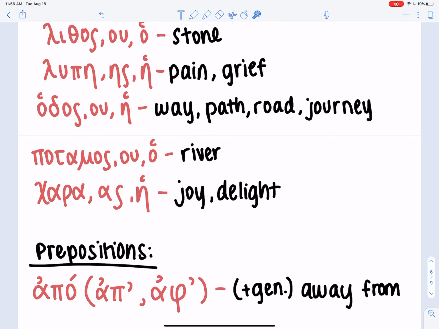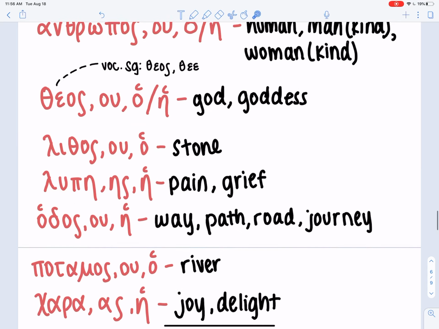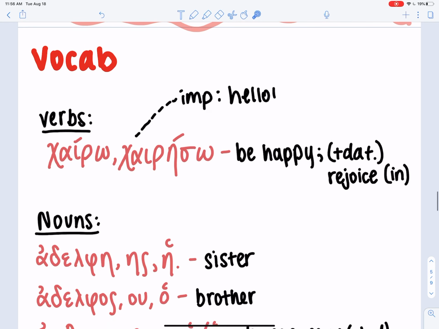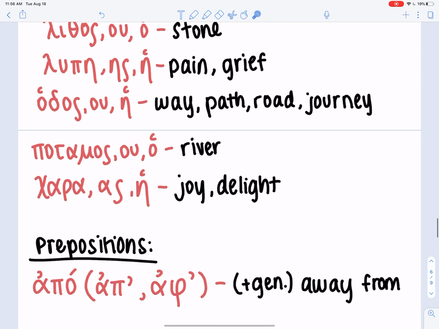Okay, then our last noun is chara, or chara as, which means joy or delight. And you might notice that this looks a little bit like Cairo, and that's because they are related. Cairo is to rejoice in or be happy. Chara is the noun form, and it means joy or delight.